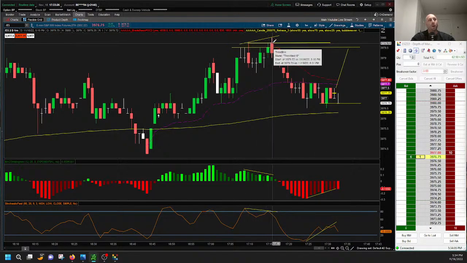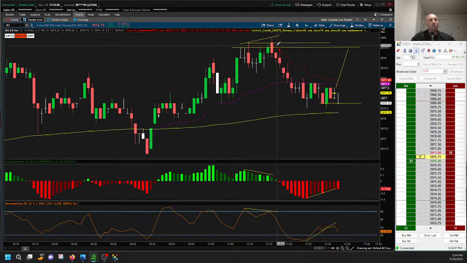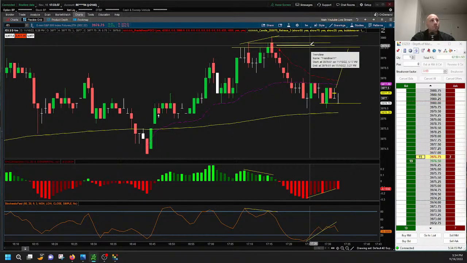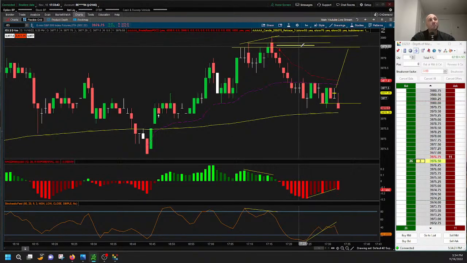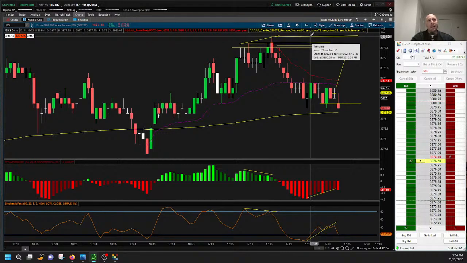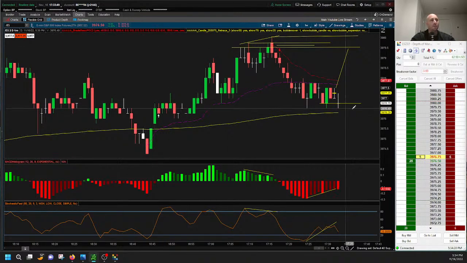Wick, wick, body. I'd probably go right in between right here and then use this as my stop one tick above. And you're literally risking 3 ticks. Enter at 79.50 with an 80 and a quarter stop. But like I said, I don't like this trade right here.